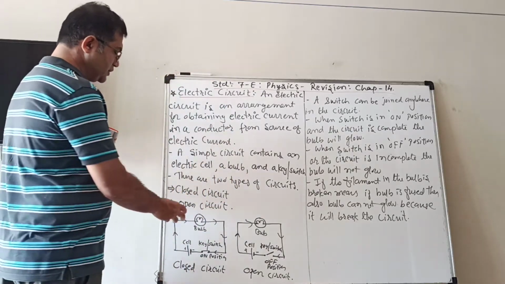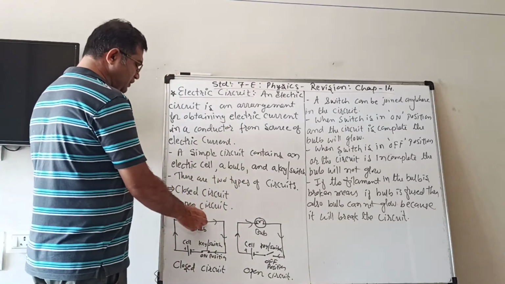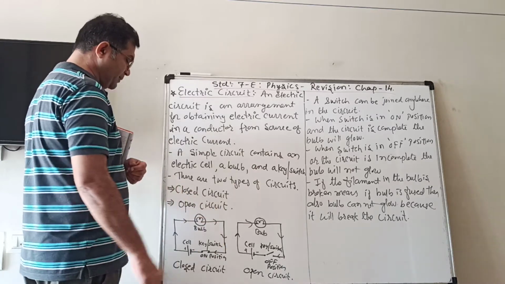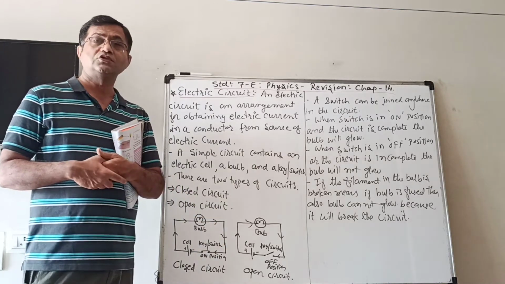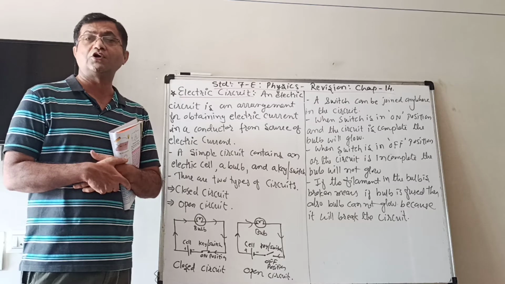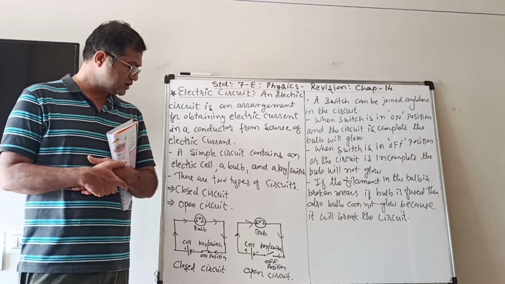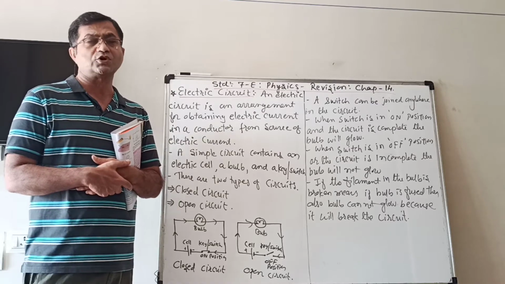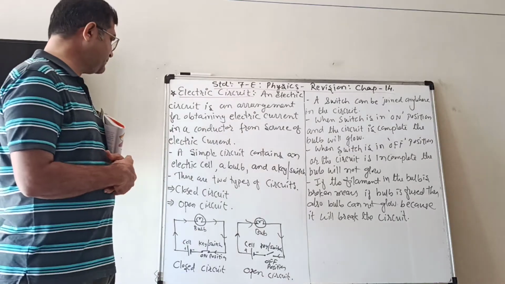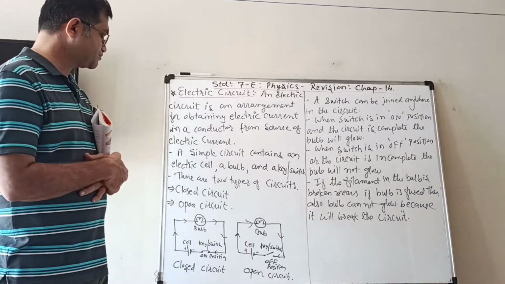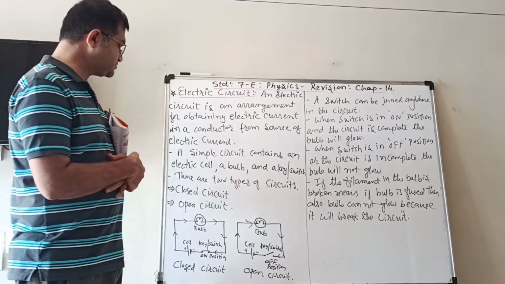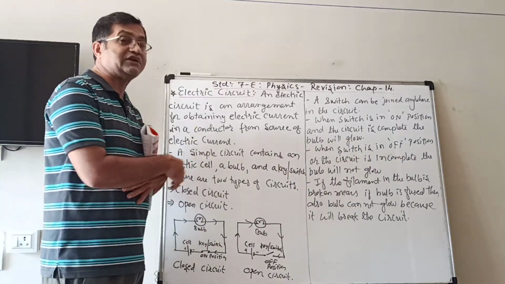So here, if the bulb is perfect, all the joints are also completely joined, no loose connection or no gap between any, then your switch is also on position. So this is a complete closed circuit. So in this situation you will see that the bulb will definitely glow.